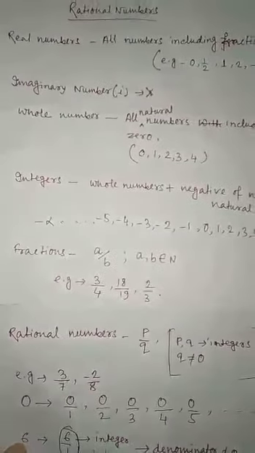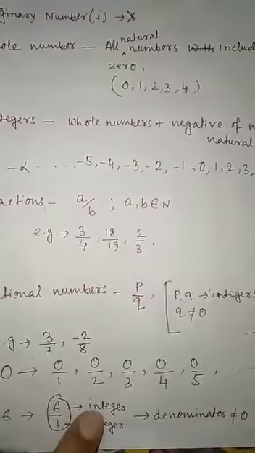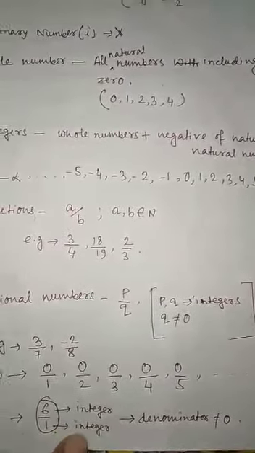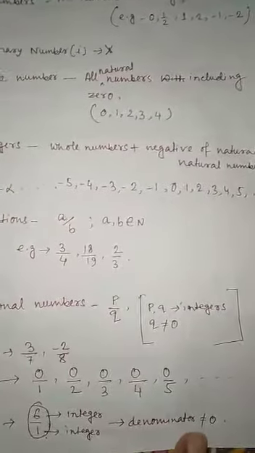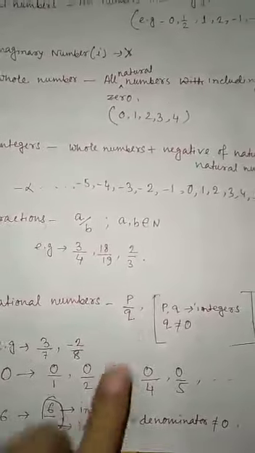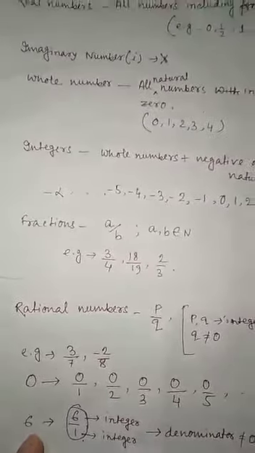So we can write 6 as 6 by 1, and here 6 is an integer and 1 is also an integer, and the denominator is not equal to 0. That means the denominator is 1, so it also satisfies the condition of a rational number. So 6 is also a rational number.